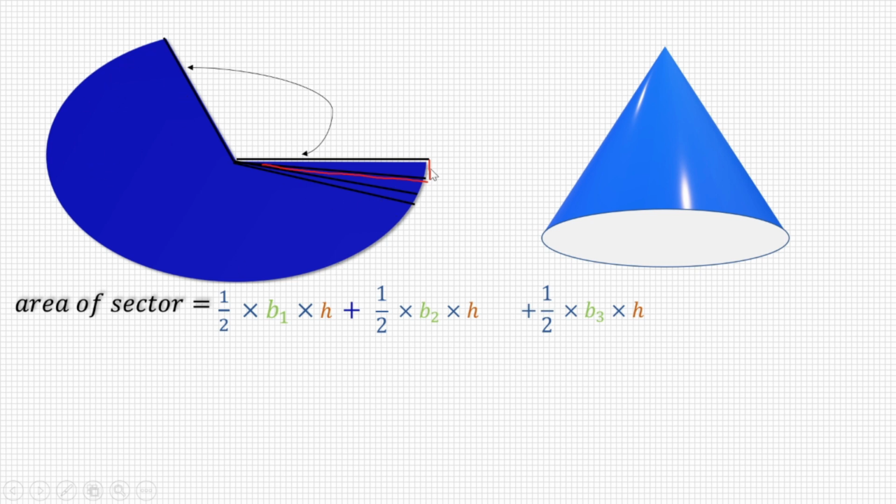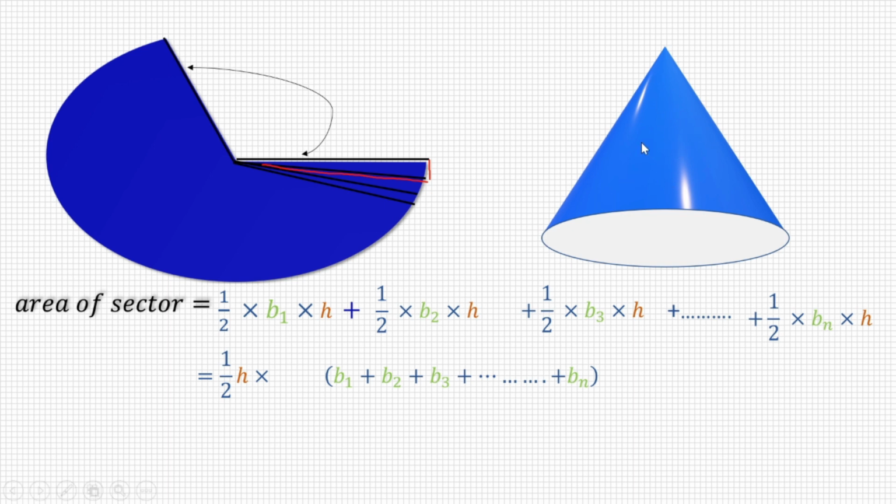infinitely many, because only then can this be treated as the base and this as the triangle, and only then can we apply half into base into corresponding height. So on, we have the nth triangle and this is the area. So this is the area of all the triangles. Taking half H common, it is B1 plus B2 plus B3 and so on. So this formula will give us the area of the sector, and so the area of the curved surface of the cone.